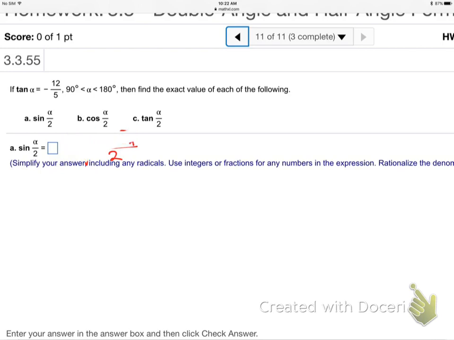So, in fact, let me write it a little bigger down here. It's plus or minus square root of 1 minus cosine alpha over 2. Okay, so that's the formula for sine alpha over 2. Now, how do you do that? Well, I need the cosine of alpha, right? So the sine of the half angle formula is given to me in terms of the cosine of the regular angle. How am I going to do that?